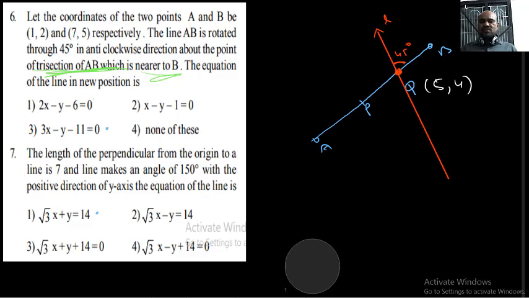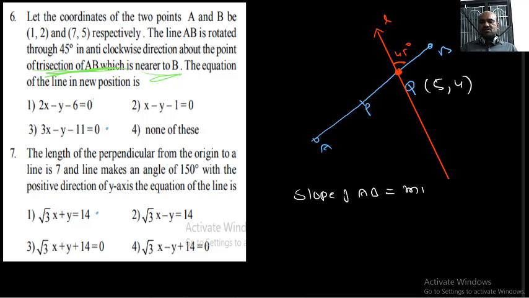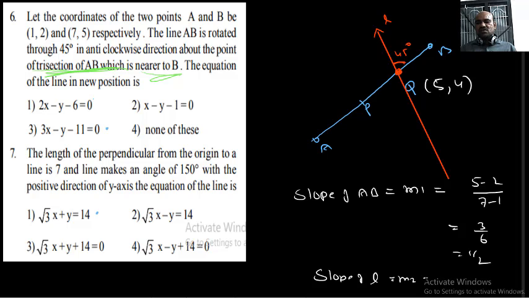So you can find the slope of AB, m1, which equals (5 minus 2)/(7 minus 1), that is 3/6, which equals 1/2. The slope of AB equals 1/2. Next, the slope of L, m2, you can just take it as m.